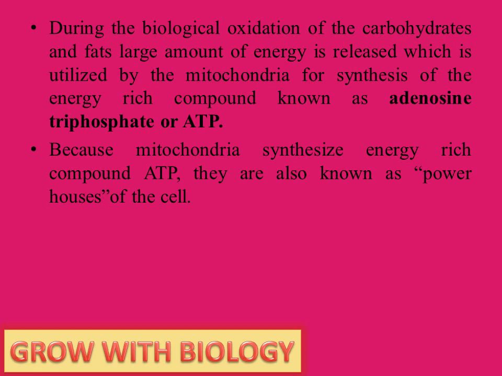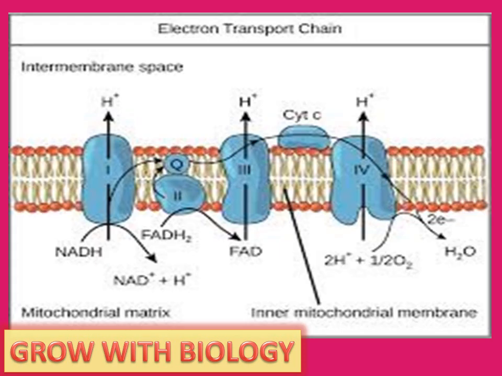Now during the biological oxidation of carbohydrate, energy is released which is utilized by the mitochondria for synthesis of ATP. Because mitochondria synthesize ATP, they are known as the powerhouses of the cell, because this energy is always generated in the form of ATP. Now this is the electron transport chain. All these enzymes are found in the inner membrane structure of mitochondria.